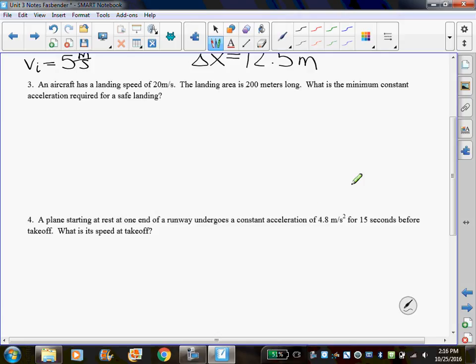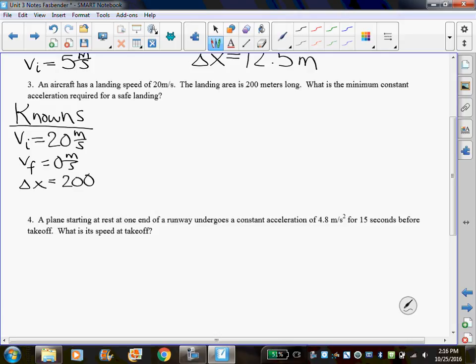An aircraft has a landing speed of 20 meters per second. Let's see, so when we make our knowns, we've got a landing speed of 20 meters per second. The landing area is 200 meters long. What is the minimum constant acceleration required for a safe landing? So we're trying to land this plane. So they're trying to say to us that that 20 meters per second is our initial velocity. We want to land this plane, so we would hope that at the end we would be stopped. So our final velocity is 0 meters per second. The landing area is 200 meters long, and we want to know what will our acceleration be.